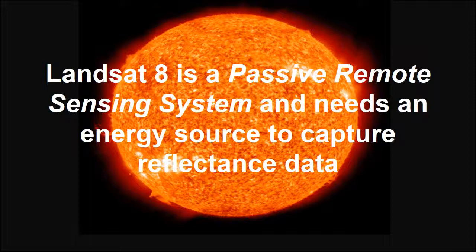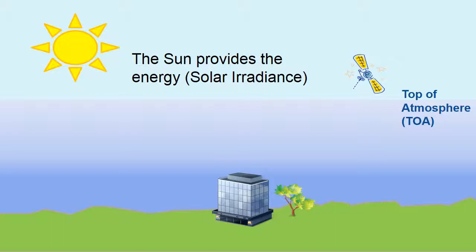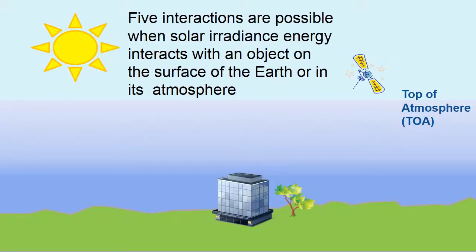Landsat 8 is a passive remote sensing system, and it needs an energy source in order to be activated. And that energy source is our sun. The sun provides the energy, the solar irradiance, so I'm going to be using this graphic to just show schematically the sun, the atmosphere, the Earth, and features on the Earth, as well as the top of the atmosphere, and you'll see ToA quite frequently, and the sensor itself, the sensor platform.